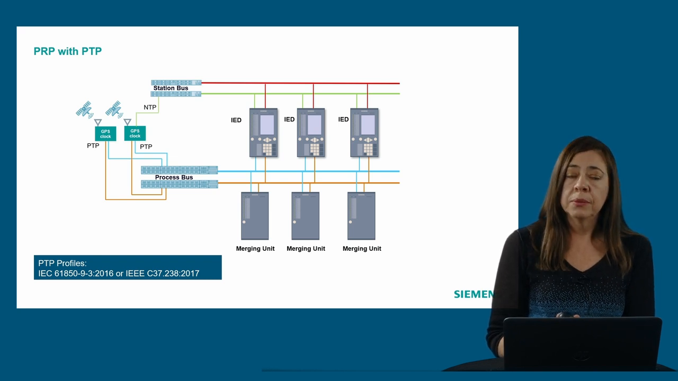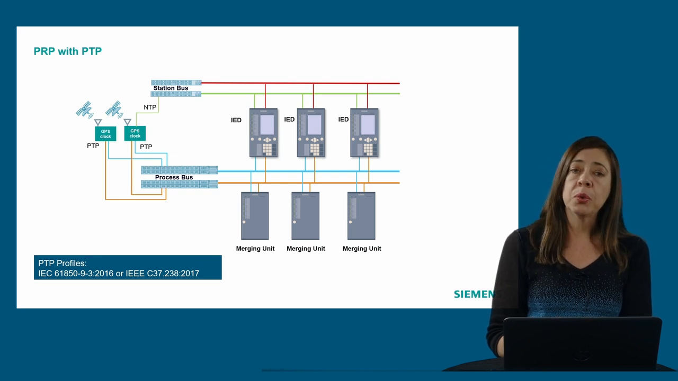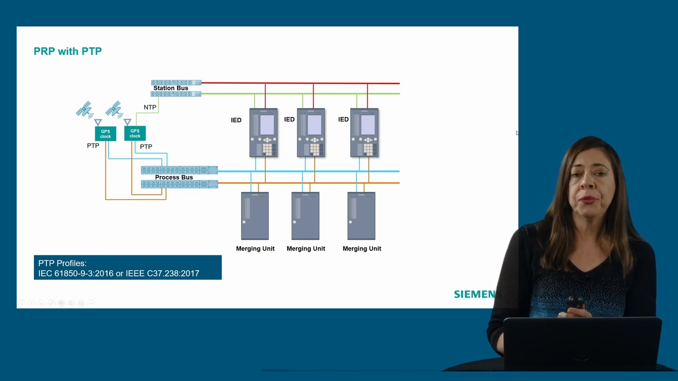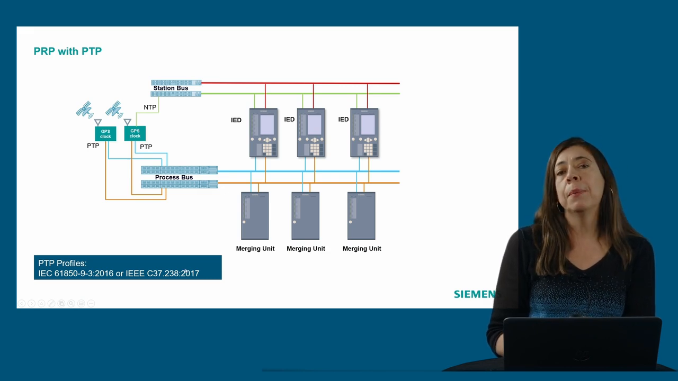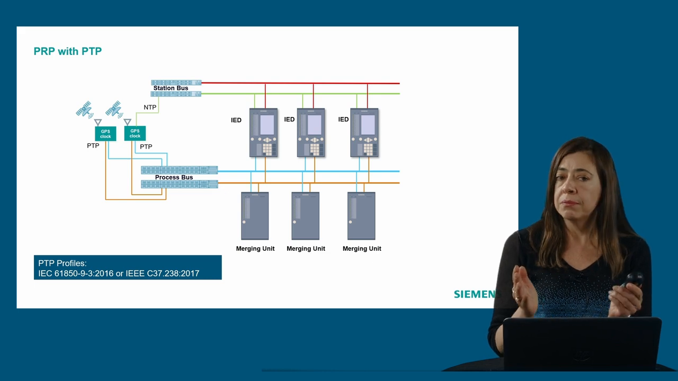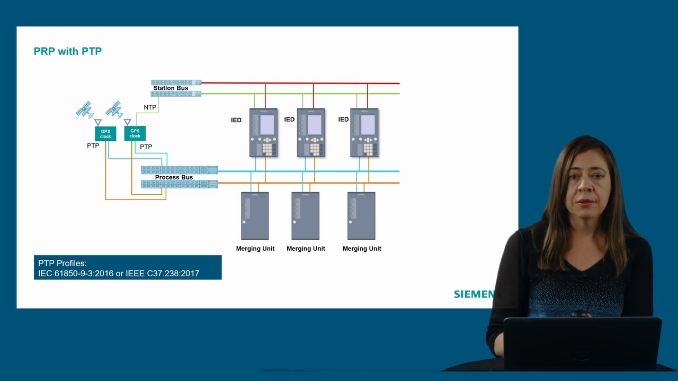For PTP, the SIPROTEC 5 devices are supporting two profiles, the power utility profile according to the IEC 61850-9-3 and also the power profile, the version from 2017. These two profiles can also be made available as interoperable. Just keep in mind that you need to give the right settings.